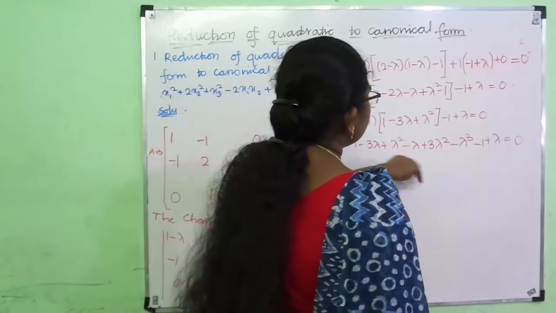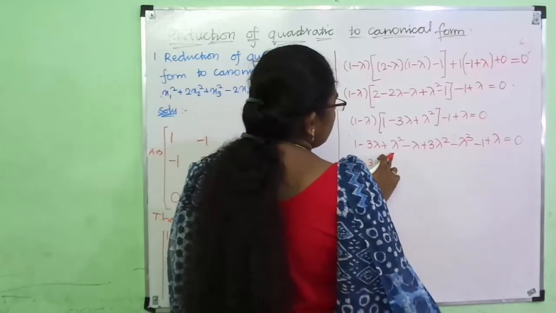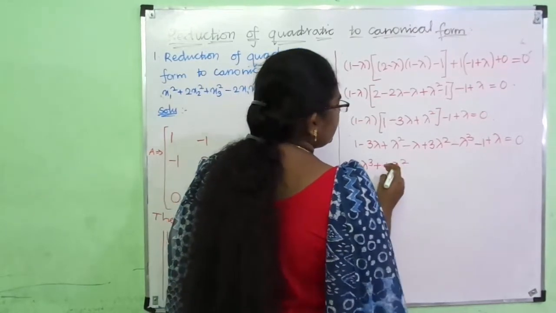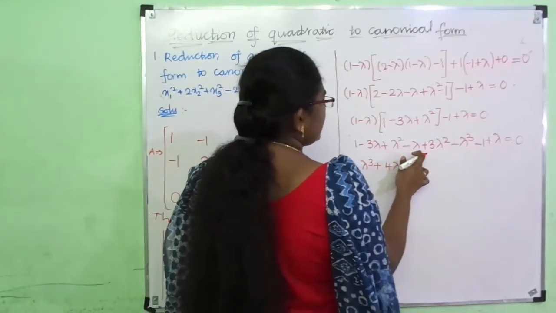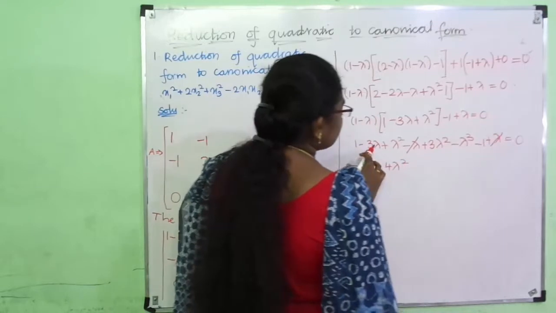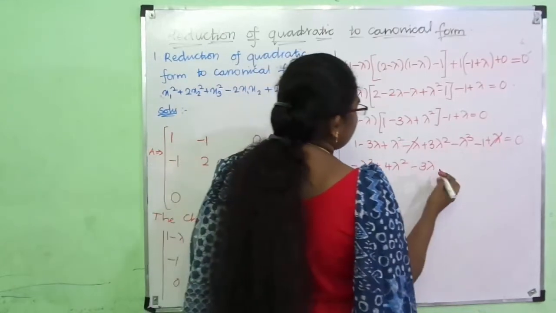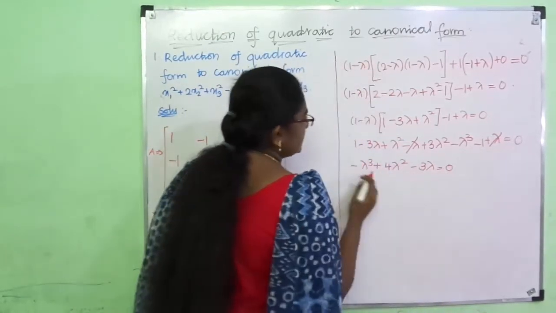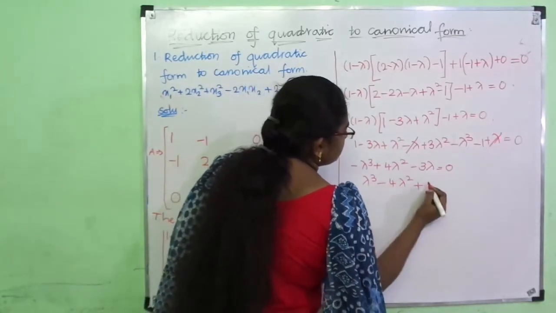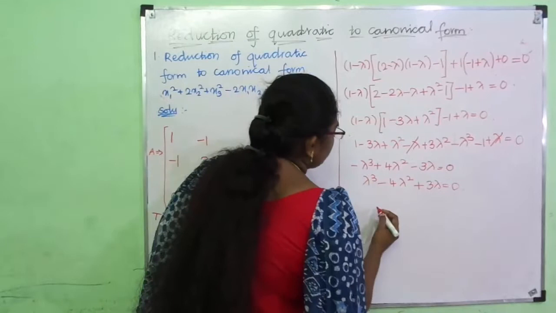Bring the cubic lambda term to the front: minus lambda cube, then the lambda square values, plus lambda square plus 3 lambda square, we will get plus 4 lambda square. Then the remaining lambda values, minus 3 lambda, minus 4 lambda, minus lambda, you can cancel these and write the remaining minus 3 lambda here. The constant, 1 minus 1, will be 0, so I'm not writing it. Now change the sign: lambda cube minus 4 lambda square plus 3 lambda, which is equal to 0. Now we are going to find the roots of this equation.